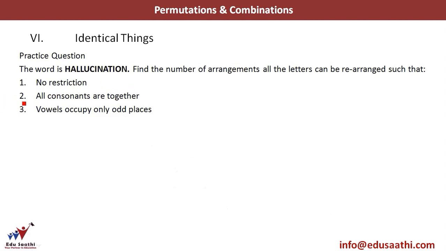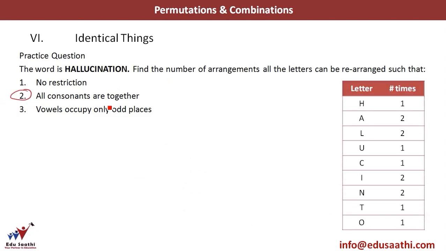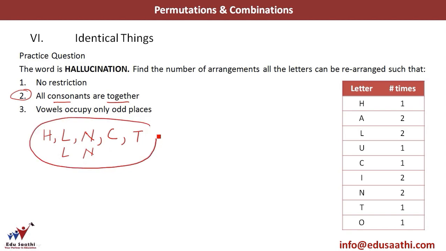So let's take the second part now. I need all consonants to be together. So whenever I have to consider that all consonants are together, I write down all the consonants and take this as one entity. So I have H, L, N, C and T. L occurs twice and also N occurs twice. So these are all the consonants in the word hallucination. Now I will consider all these as one entity. So this is one letter for me.